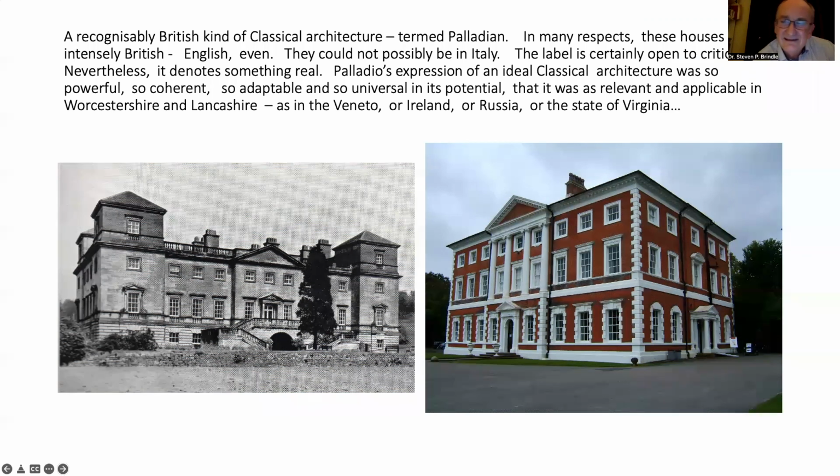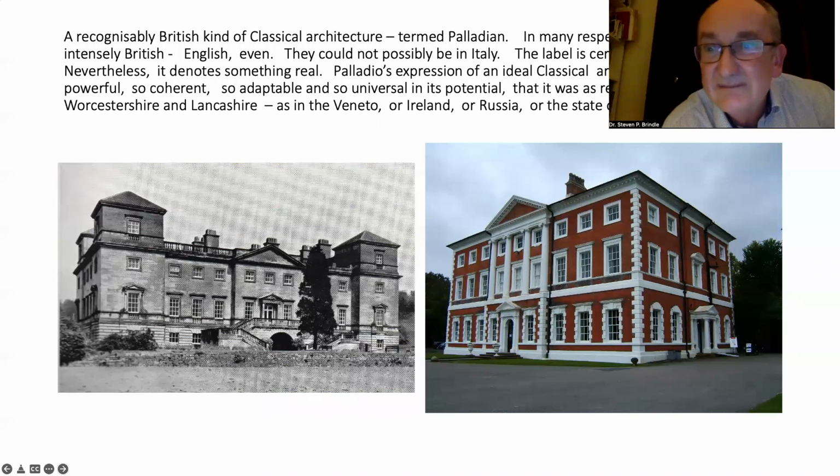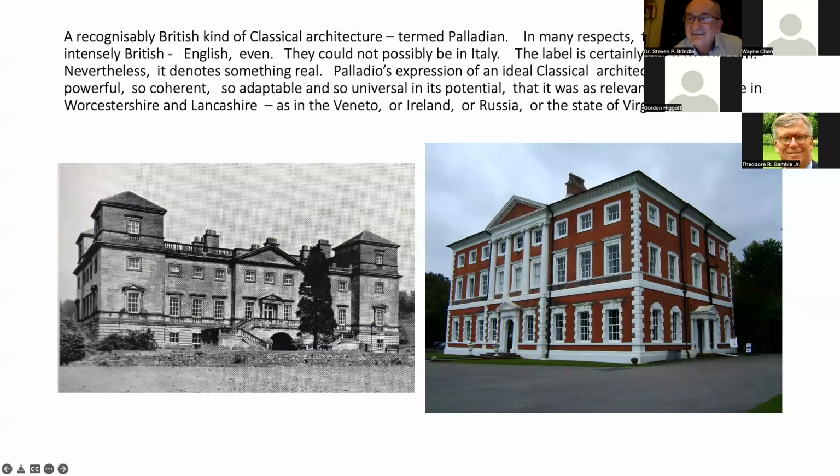And I think that Palladio probably is the most influential individual, deep in the background though he may be, when thinking about buildings like this, and that his influence is something real. His expression of an ideal classical architecture was so powerful, so coherent, so adaptable and so universal in its potential that it's as relevant and applicable in Worcestershire on the left and Lancashire on the right as it was in the Veneto or in Ireland or in Russia or in the great state of Virginia. Thank you very much.